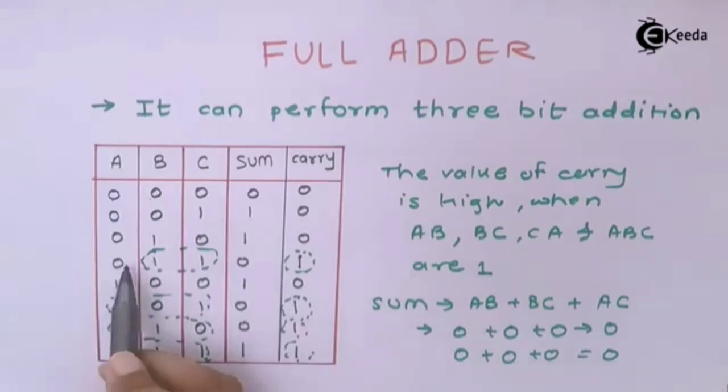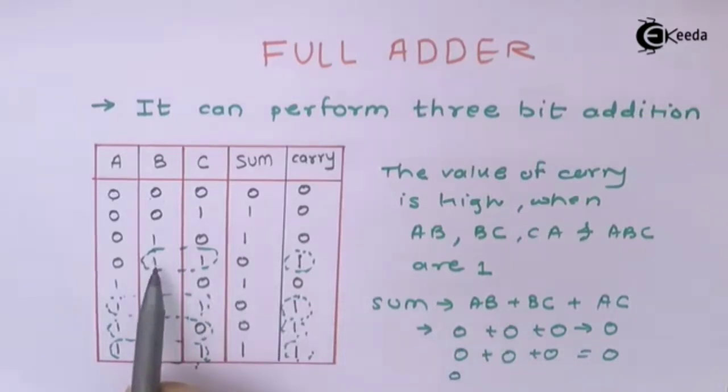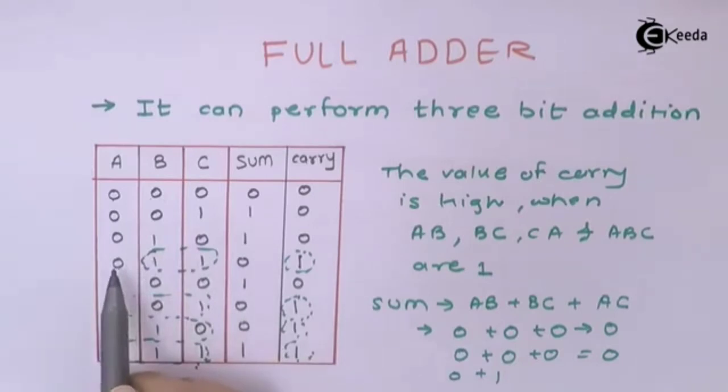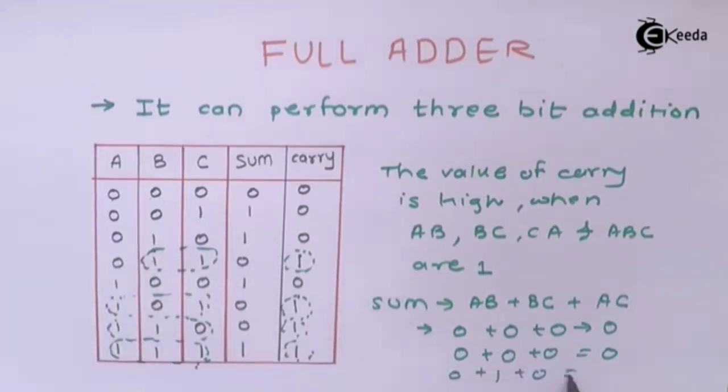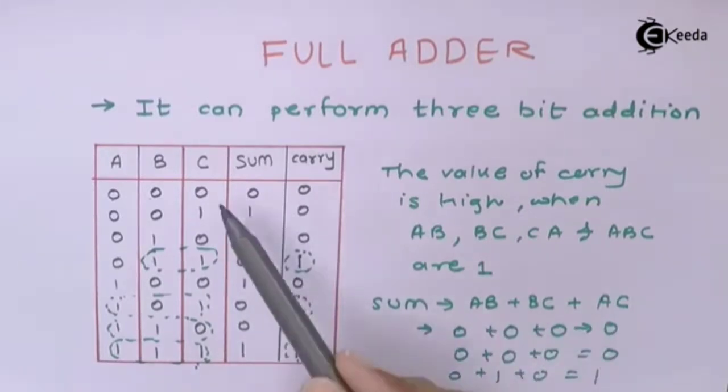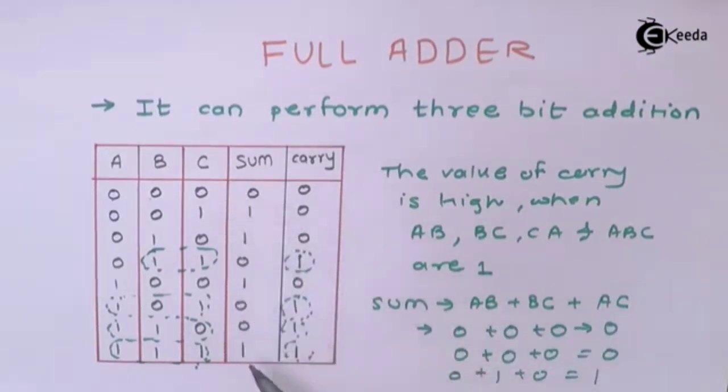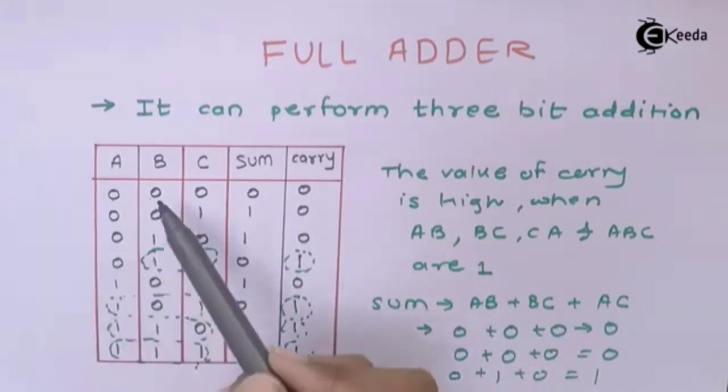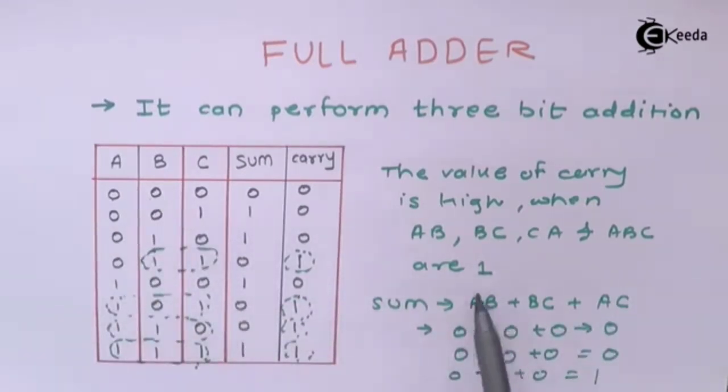Okay. Now let's check this condition. So here the A is 0. So A into B, 0 into 1 is 0. Now BC, 1 into 1 is 1. Now AC, 0 into 1 is 0. This is the 1. So now we have seen from this condition we are getting values. These are satisfied because AB plus BC plus AC is satisfied for all these 8 conditions. That's why we can directly write down this condition for the sum.